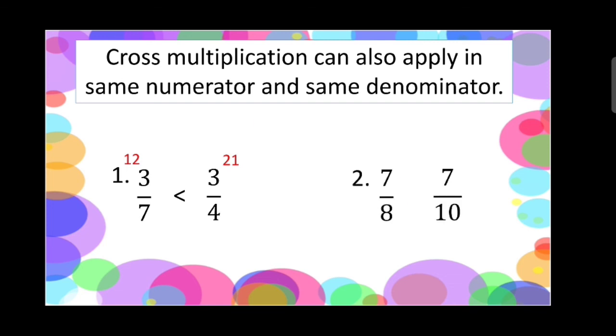Another, 7 over 8, then 7 over 10. So, mapansin nyo, same sila ng numerator, pero magkaiba ng denominator. So, kapag ganyan, we apply cross multiplication. So, 8 times 7 is equal to 56. Then, 10 times 7 or 7 times 10 is equal to 70. So, di ba mas mataas si 70 kaysa kay 56. So, we conclude that 7 over 8 is greater than 7 over 10.